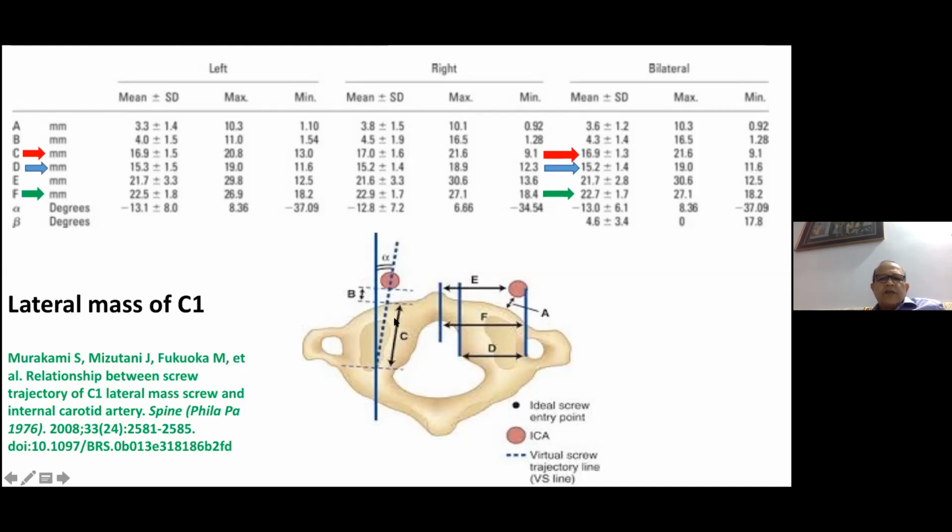The other aspect is how much is the width of the lateral mass. It is around 15 millimeter. So in the medial half, which is more than about 7 millimeter, you can very well put in a screw. And the safe distance from the midline to the vertebral artery at C1 is about 22 millimeter. So again, if you put in a screw on the medial side of the lateral facet, it is safe.